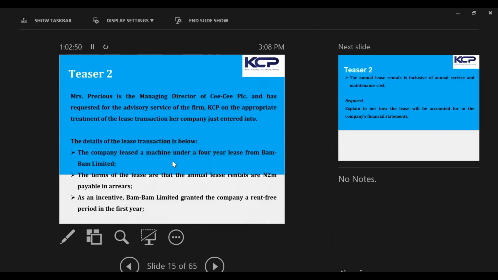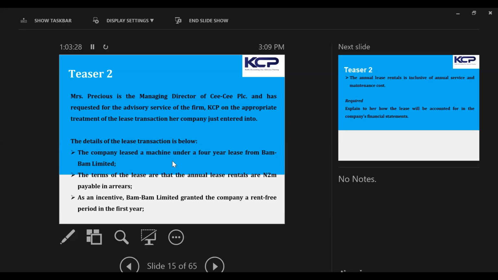The company leases a machine for a 4-year period. Obviously, since I don't know the useful life of the machine, I will assume that what is most likely is for it to have had a longer life than this. That's the normal thing. If it's otherwise, I will emphatically stress it. Two, the terms of the lease are that I will pay 2 million payable in arrears.